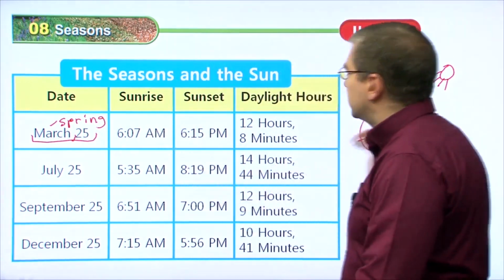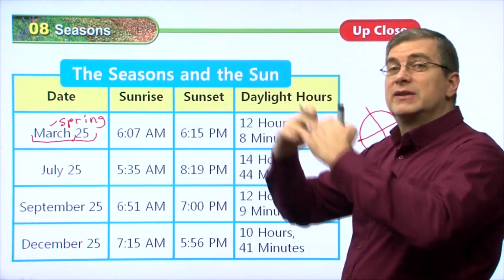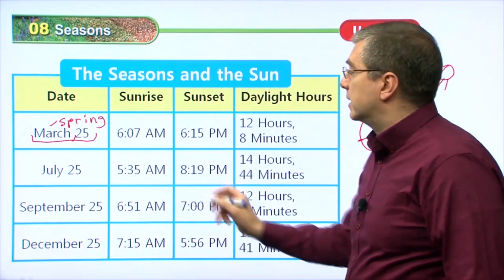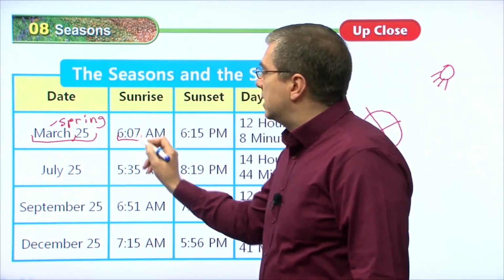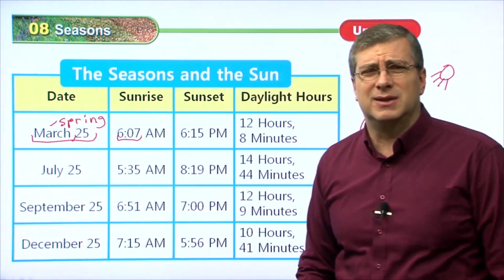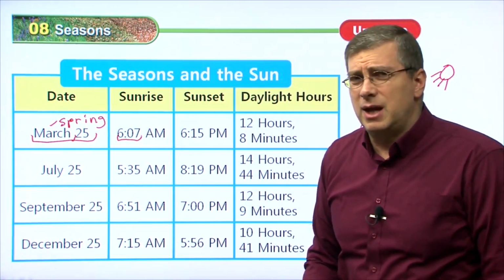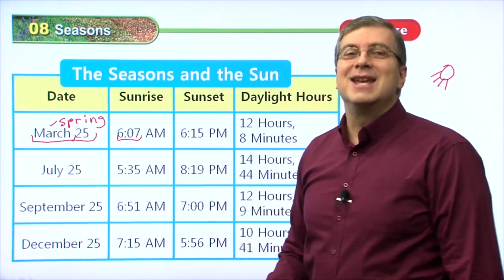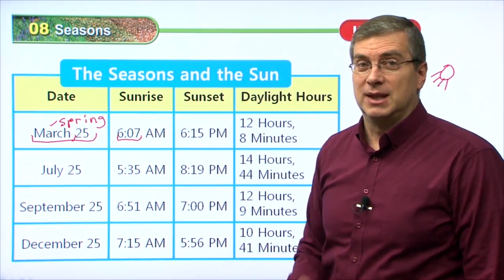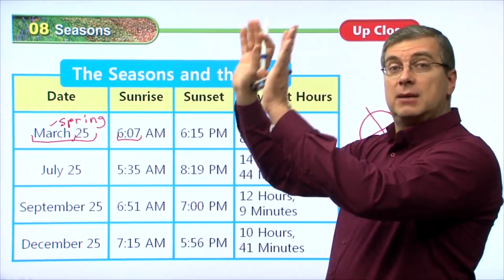Sunrise. This means, when does the sun rise? When does the sun seem to come up over the horizon? 6 o'clock in the morning. Wow, that's very early, isn't it? Are you awake at 6 o'clock? Okay, 6:07 in the morning is when the sun comes up.